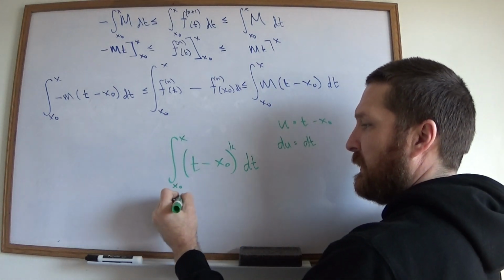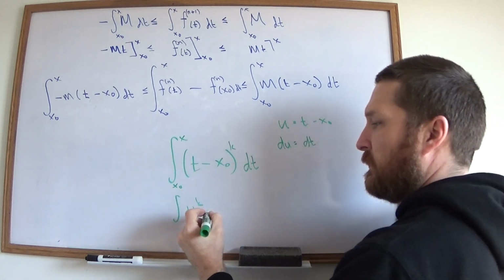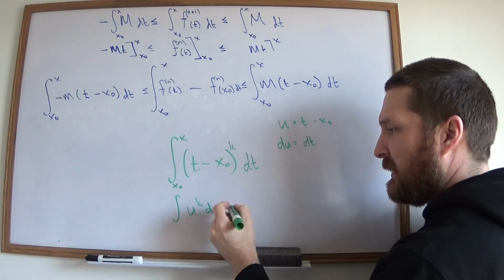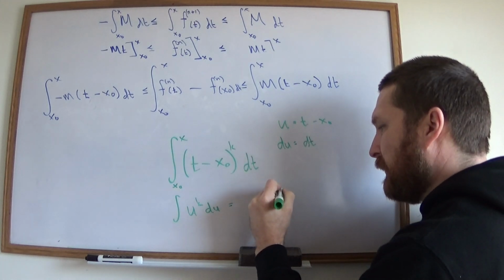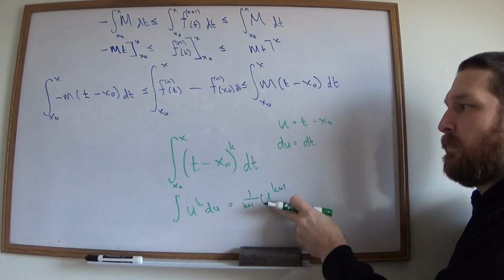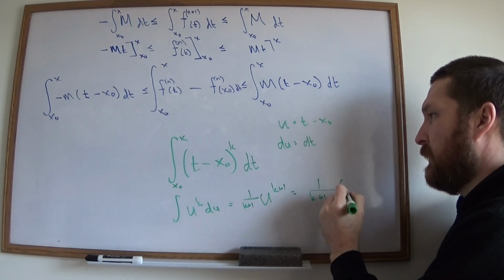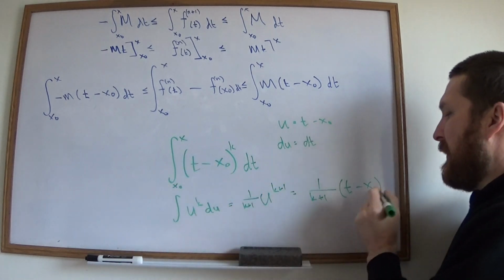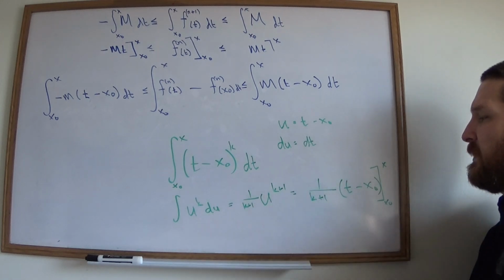Okay, so let's replace this stuff. We have u to the kth power. dt is just du. We don't need to do anything fancy. Then the antiderivative of u to the k, as long as k is not -1, is u to the k plus 1, and then we'd have to divide by k plus 1. But we don't care about u, we care about t, so we get 1 over k plus 1 times (t minus x0) to the k plus 1. And then we're evaluating this down at x0 and up at x.